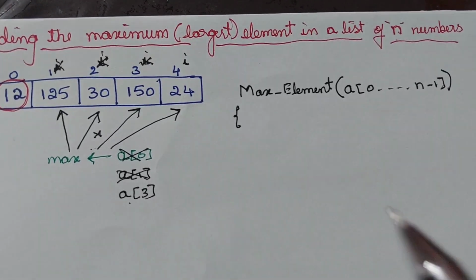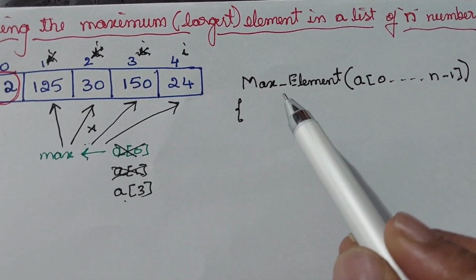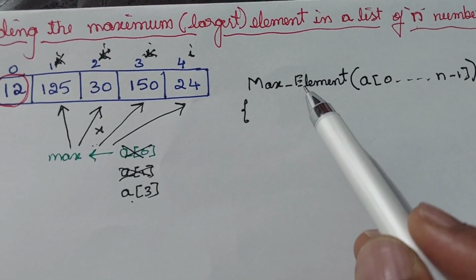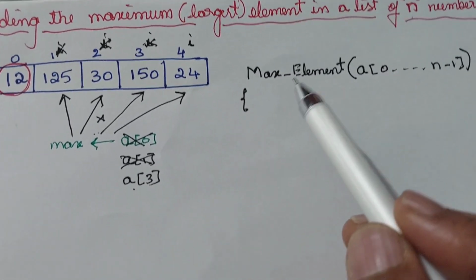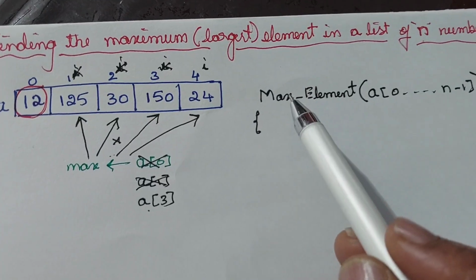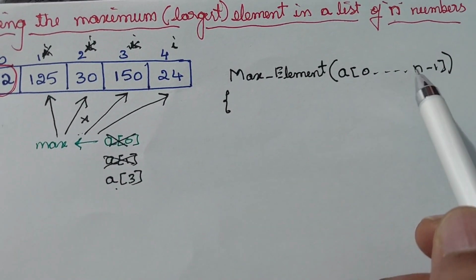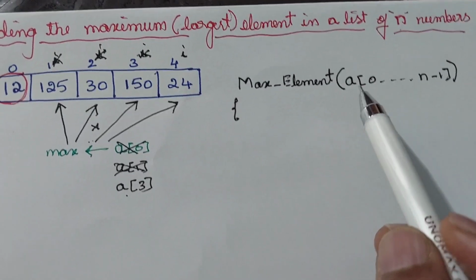So now I have given the name max_element for my algorithm. You can give any name. This is just a naming convention, but I'm giving a meaningful name. Since we are finding the maximum element, I took this name. And the parameter to be passed is A[0 to n-1]. That means the given array.